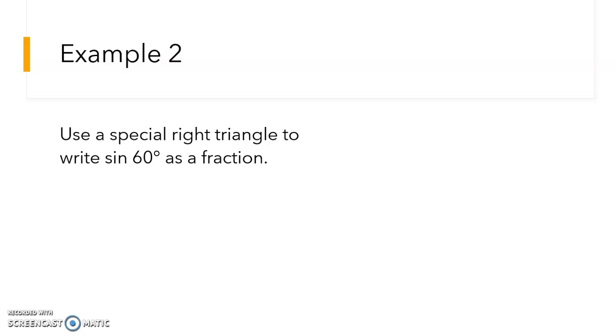Okay, so in example 2, they said to use a special right triangle to write the sine of 60 degrees as a fraction. And notice they didn't actually give you the right triangle. So what you need to do is figure out which triangle to use, the 30, 60, 90 or 45, 45, 90, and see if you can make a ratio for the sine of 60 degrees. You need to reduce out any variables that were in those side lengths and then simplify your fraction as much as possible. So see if you can do that and then check your answer in just a second.